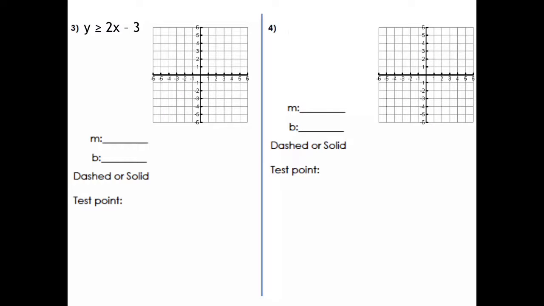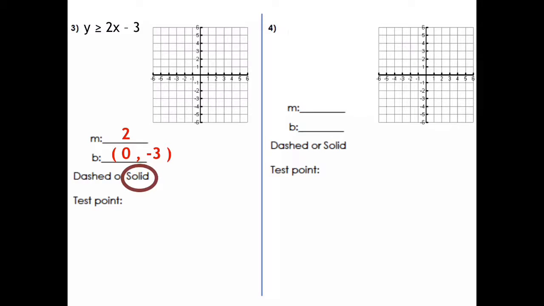All right, now for number 3, what is the slope and the y-intercept? Go ahead and do that right now. Right, the slope is 2, the y-intercept is 0, -3. Okay, is this dashed or solid? Right, yes, it is solid.